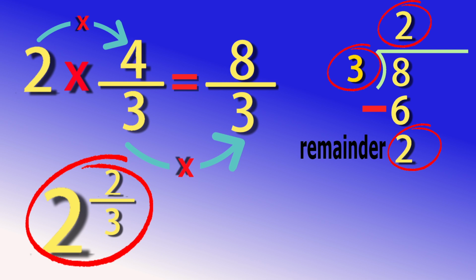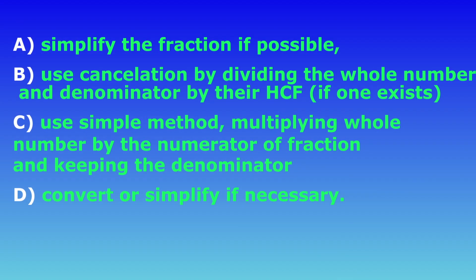Can you see that this method made both problems easier? It is especially useful for when your numbers get larger. So to recap, the most useful method is done in 4 steps. Firstly, simplify the fraction if possible. Secondly, use cancellation by dividing the whole number and denominator of the fraction by their highest common factor if one exists. Then you go to the simple method and you multiply the whole number by the numerator of the fraction, and you keep the denominator. That will give you a new fraction. And then convert or simplify if necessary.